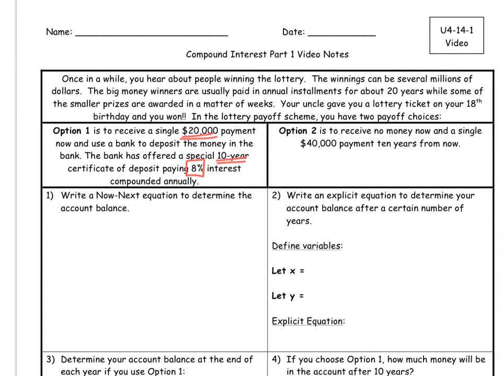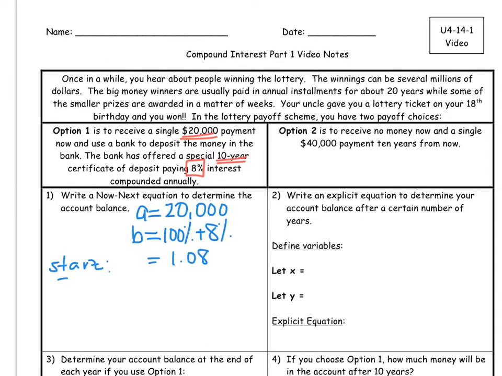Before we do that, let's take a look at what our values for a and b are, and I'm going to write them over here. Our start is how much money you won, and that's $20,000. Our growth factor is 100% plus the 8%, and as a decimal, our growth factor is 1.08. Keep in mind, our growth factor and our common ratio are the same thing. So if we're going to write a NOW-NEXT for this, our start is 20,000, and to get from one term to the next, NEXT equals NOW times 1.08.